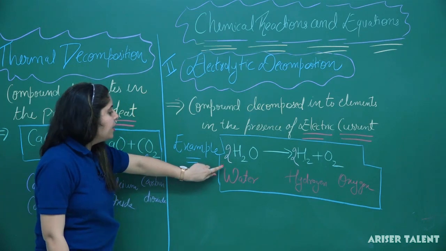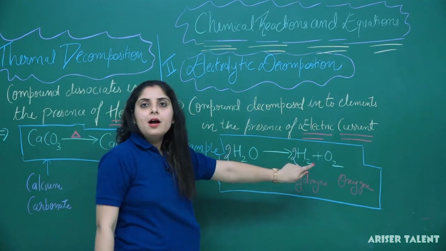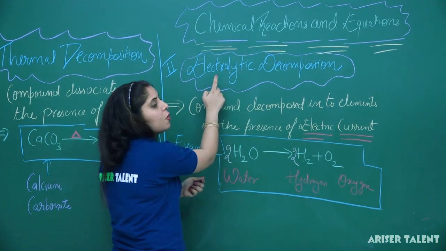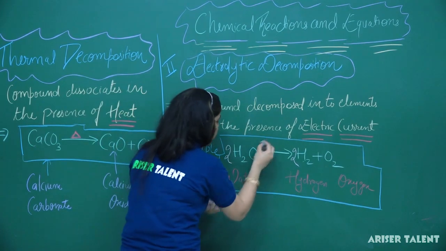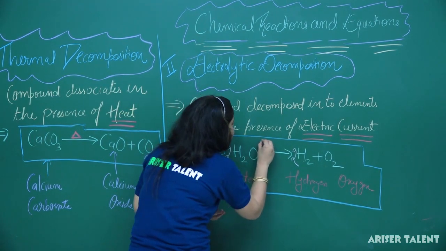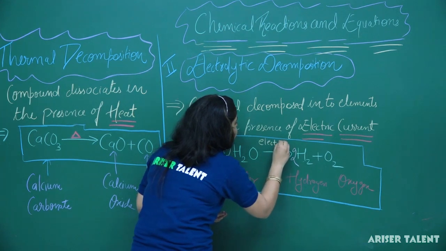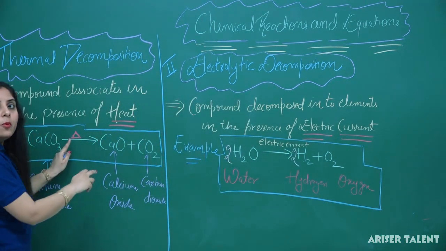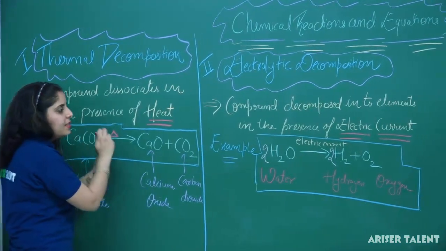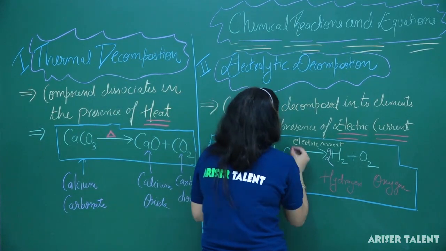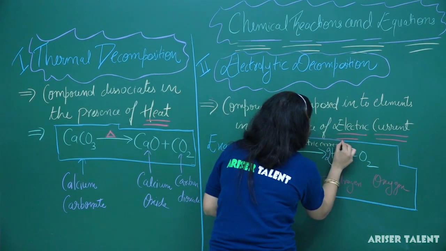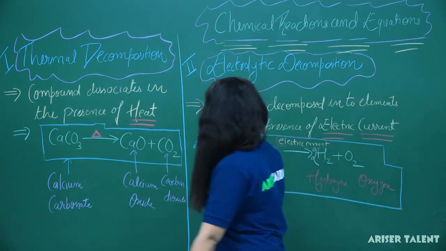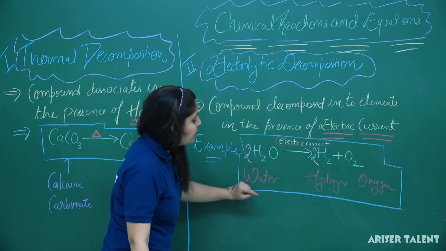On passing direct current to the water, the products we obtain after the decomposition are hydrogen and oxygen, and this will be done only in the presence of electrolytic decomposition. So, what can we write on this arrow? We can write here electric current. In case of thermal decomposition, we provide heat, so we indicate it by this arrow, and here we write electric current. So, this is the decomposition of water in which we get hydrogen and oxygen.